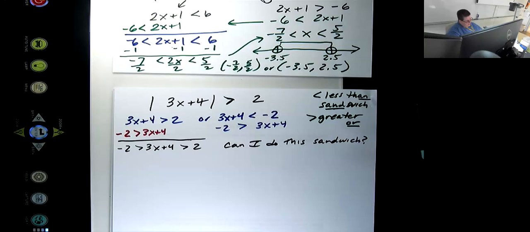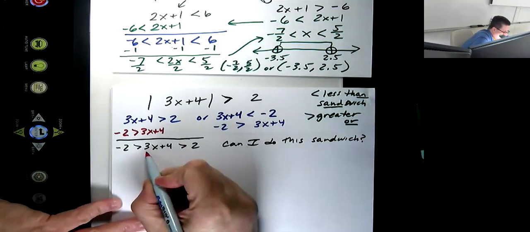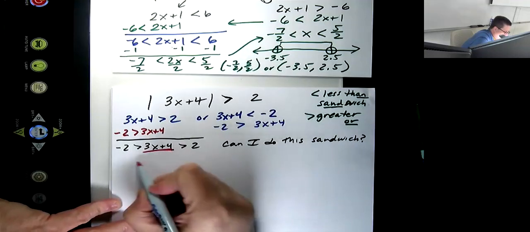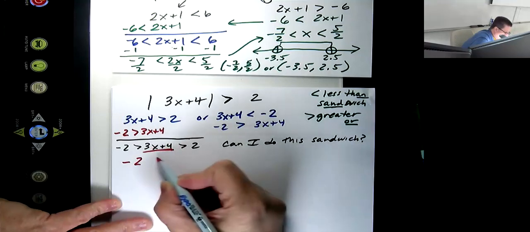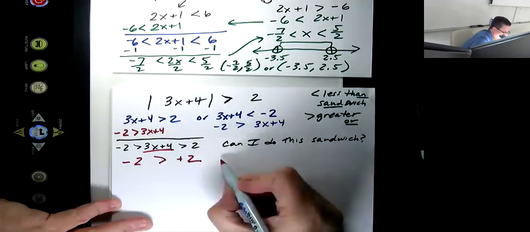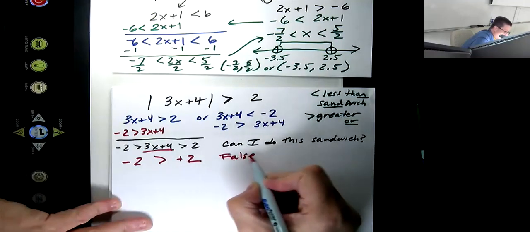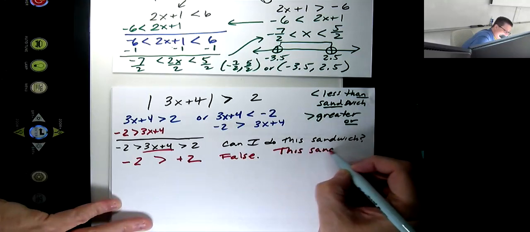It's saying that -2 is greater than what's in the middle. -2 is obviously smaller than +2. That's the kicker. This part can go away. Ignoring that, since this is saying 3x + 4 is between them, if I ignore that part, it says -2 is greater than +2, which is false. So the sandwich doesn't work. That's why it's an 'or'.